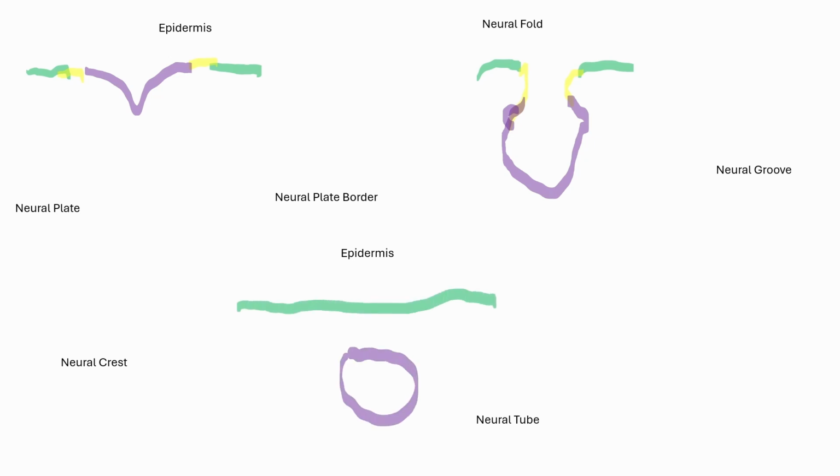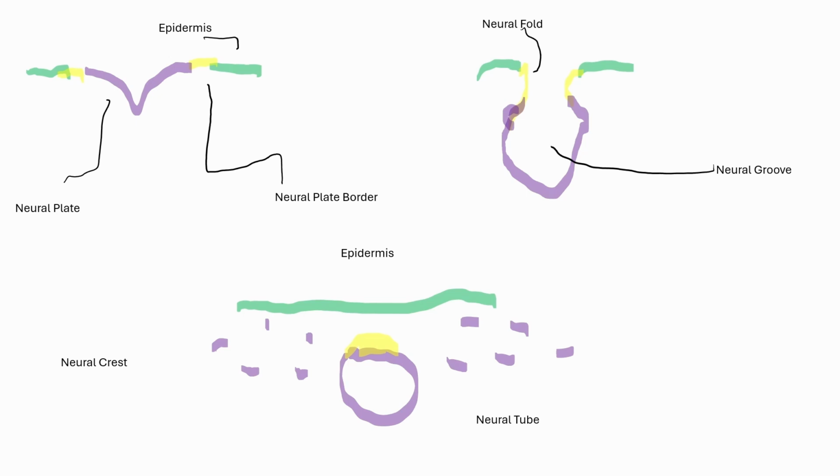16 days after fertilization, three layers begin to develop called the endoderm, the mesoderm, and the ectoderm. After 2 weeks, the ectoderm forms the neural plate, which is the starting point for the nervous system. As the plate folds into itself, it forms a neural groove and neural folds. By the third week, these folds fuse, becoming the neural tube, which then becomes the central nervous system.